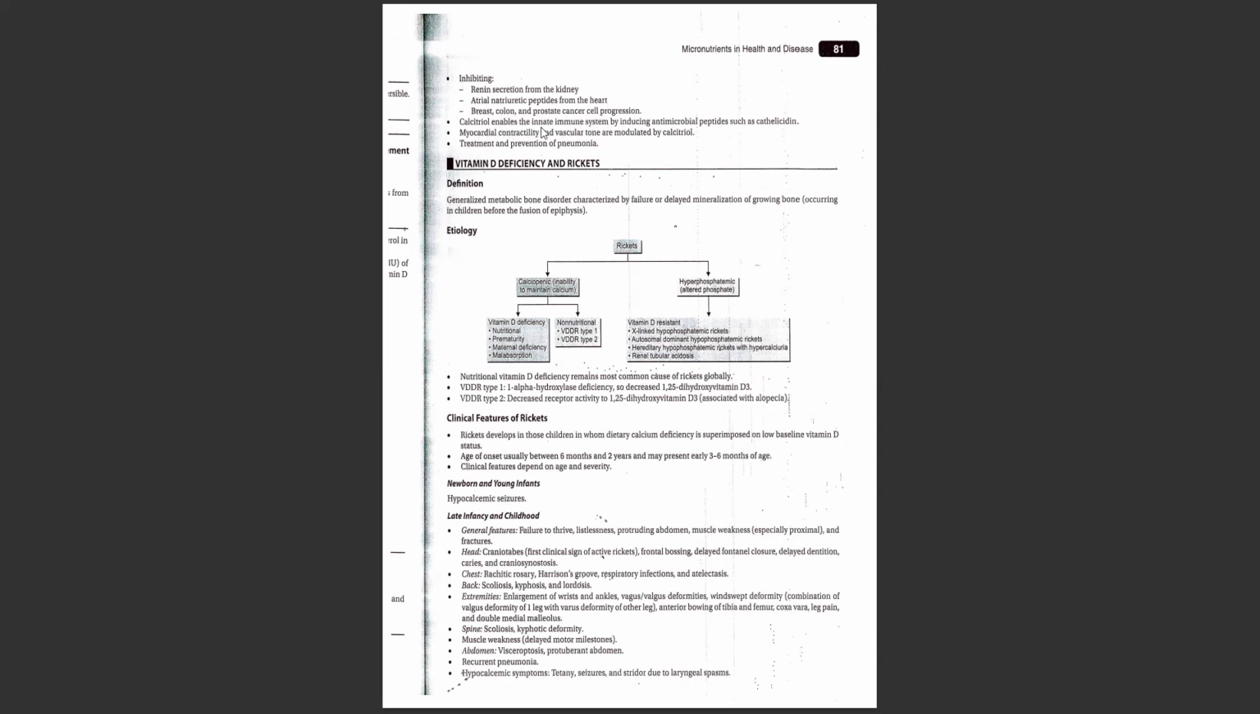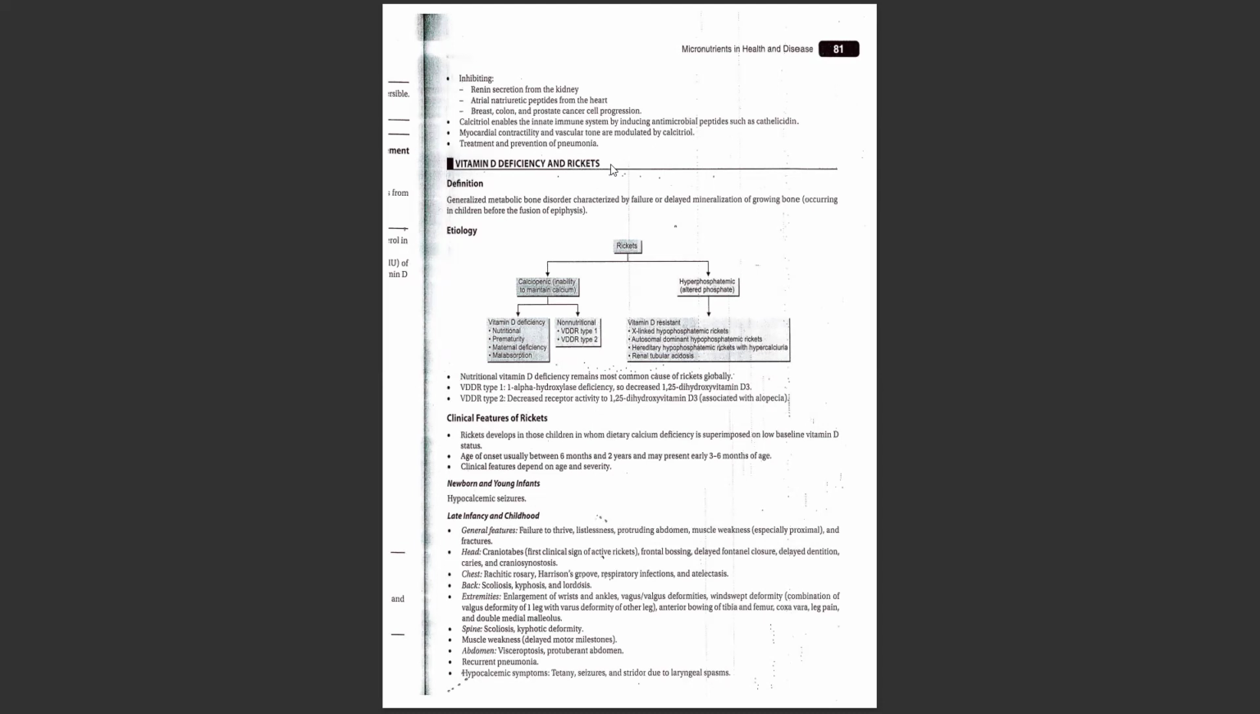Then calcitriol enables the innate immune system by inducing antimicrobial peptides such as cathelicidin. Myocardial contractility and vascular tone are also modulated by calcitriol. For the treatment and prevention of pneumonia, we can use vitamin D. So these are the other actions of vitamin D, both stimulatory actions and inhibitory actions.